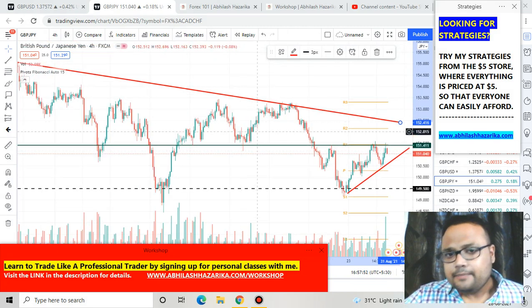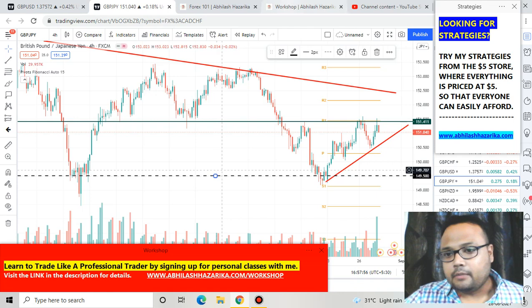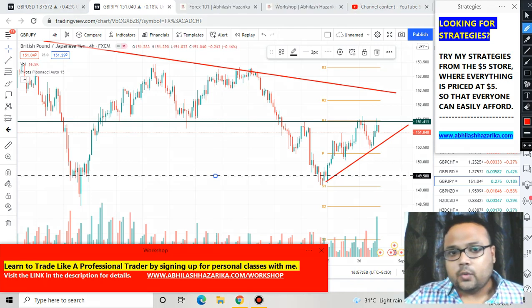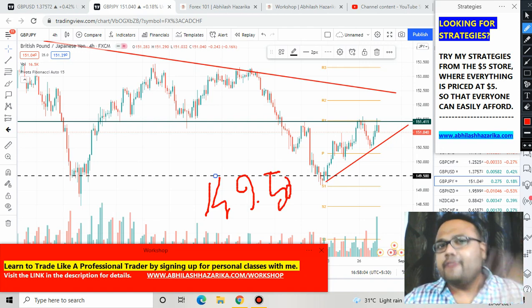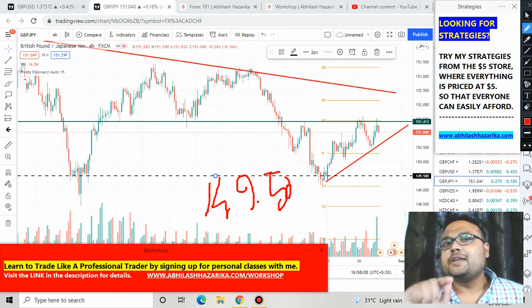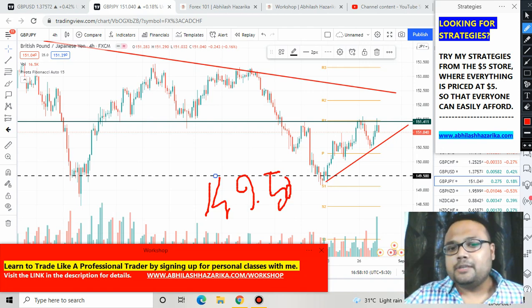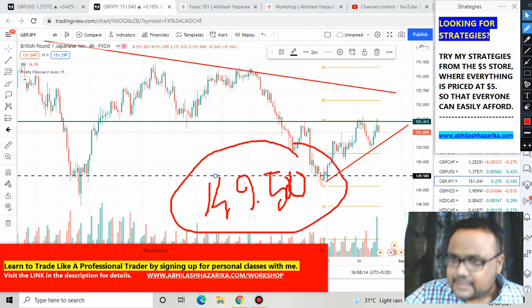The next important level on the GBPJPY chart is this line at the bottom, the 149.50 level. We have a resistance in the form of a trend line, so definitely we should have a support on the chart as well, and this is the strongest support on the chart of GBPJPY, the 149.50 level. And why is this level important?